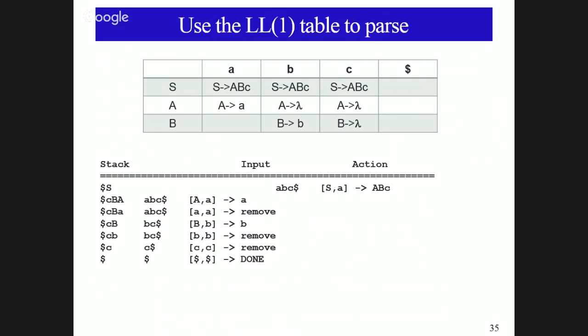If you found something in the table, replace what's on the stack with that thing. If you have two things that are the same, go ahead and just pop them, remove them both. If you try to look for something that's not in the table, there's an error and just stop. But if they all pop off, the input is empty and the stack is empty, then you're done. So this is the LL1 parser, that's it.